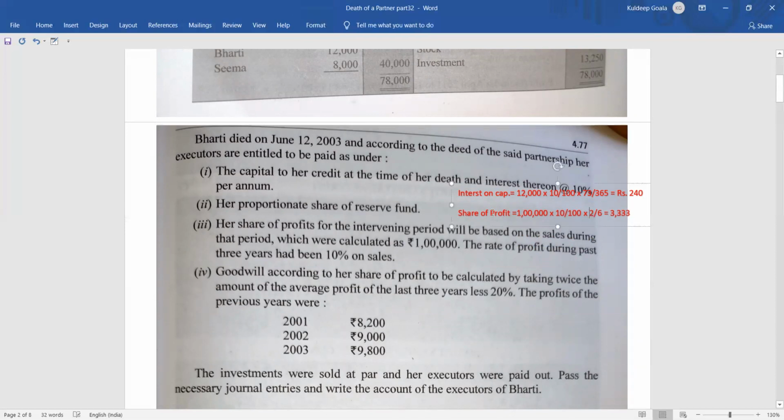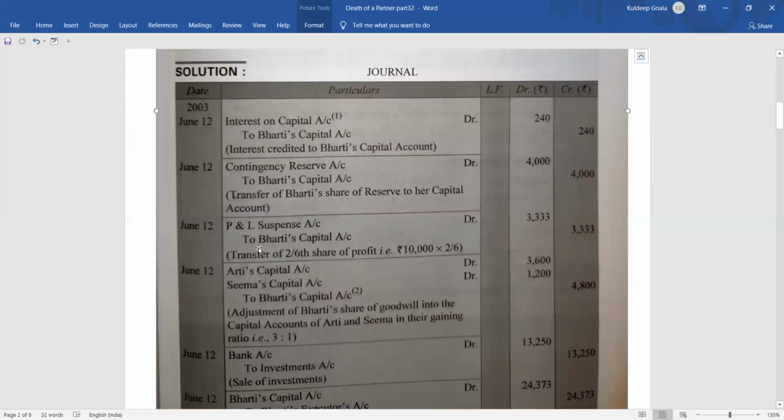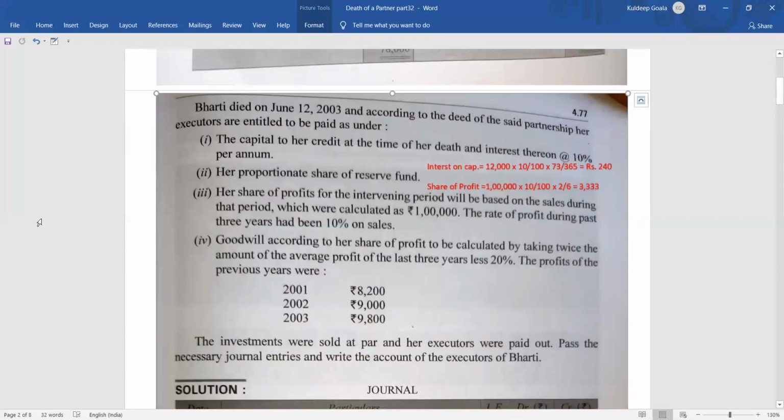So we know that this 3,333 rupees is the share of profit. And how will it be given? Profit and loss suspense account debit to Bharati's capital account. So you can see here, profit and loss suspense account debit 3,333 rupees to Bharati's capital account 3,333 rupees. Then coming to the next one, her share of profit is over.